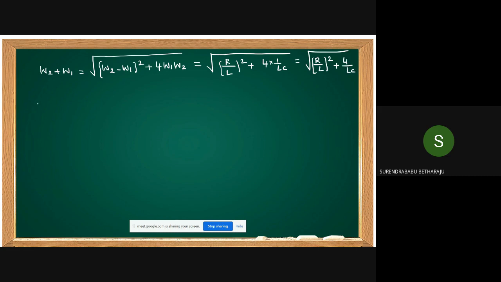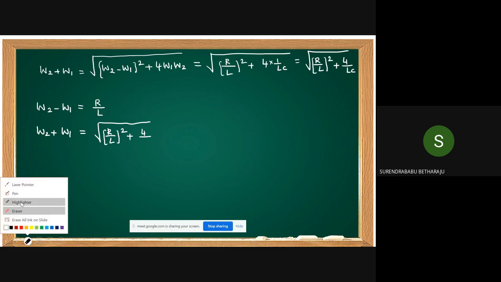Okay. Then omega 1 minus omega 2 minus omega 1 equal to R by L. Omega 2 minus omega 1 equal to R by L. Omega 2 plus omega 1 equal to square root of R by L whole square plus 4 by LC. Okay, this also we can write like this, 4 by LC.